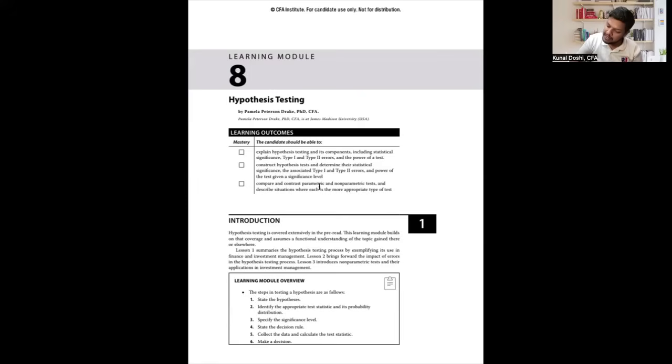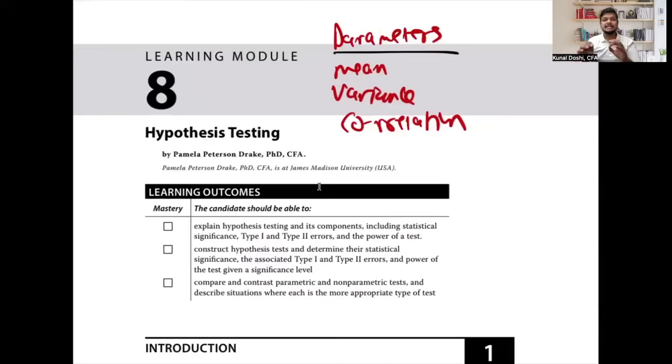There are three parameters which we test. The mean, variance, and correlation. Mean, variance, and correlation. Basically, these are the three parameters that you require when you're going to pick up a security or make a portfolio. So these parameters, we are going to test the hypothesis.